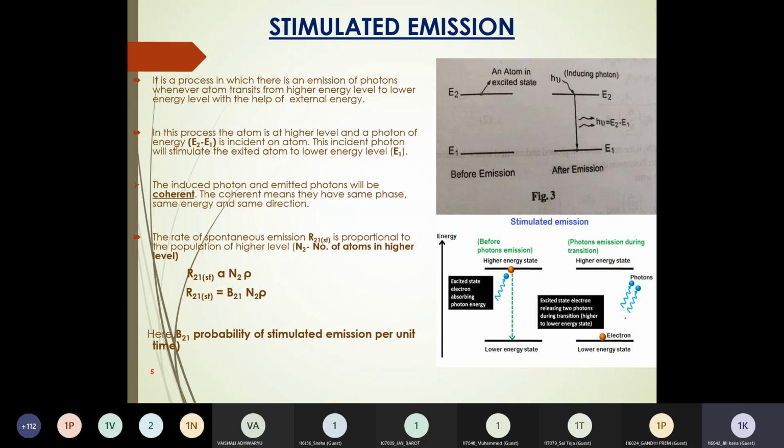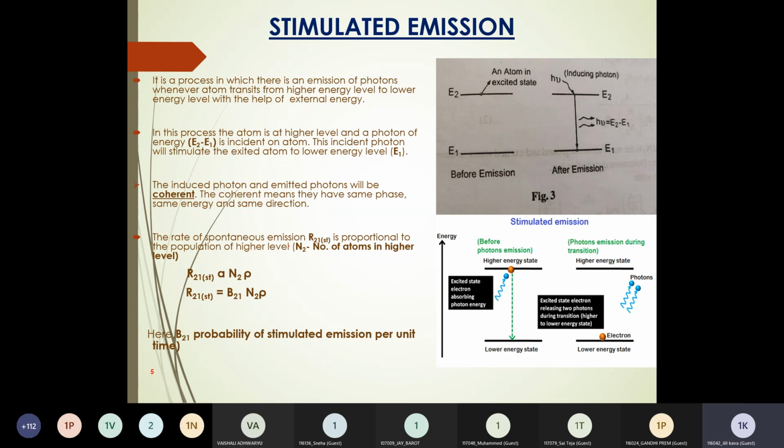But here the photon which we are interacting is also emitted, and the h nu energy, the difference between the higher energy state and the lower energy state, is also emitted. The name is stimulated emission because we have to give some external energy. In spontaneous emission, it goes by itself. Here the energy difference is E2 minus E1, which we incident on the atom, and it emits in the form of a photon.